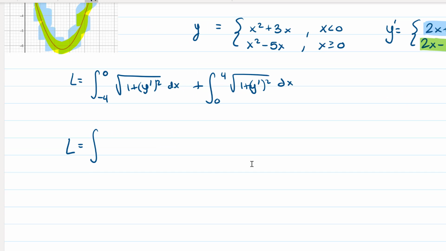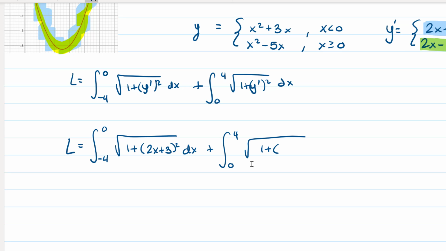So the length of my curve is going to be the integral from negative 4 to 0 of the square root of 1 plus (2x plus 3) squared, plus the integral from 0 to 4 of the square root of 1 plus (2x minus 5) squared. And then what you're going to do is go ahead and just put that all in your calculator, and you get about 19.556.